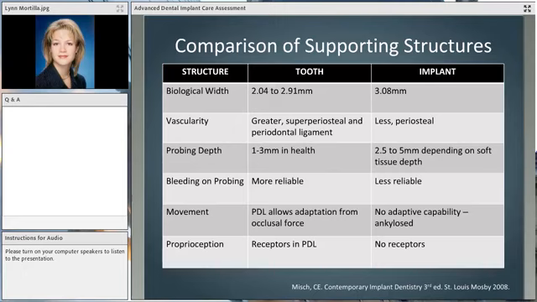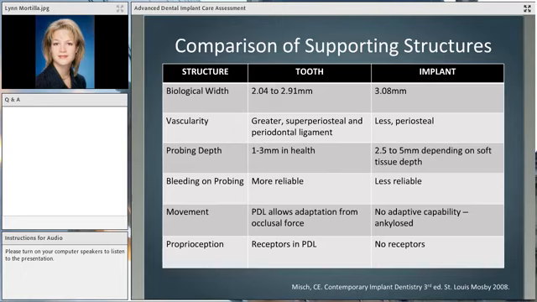We know that probing depth can often be dependent on the soft tissue depth. It can be dependent on how the prosthetic design was. It can be dependent on the abutment that we have chosen and the angulation of that abutment. The probing depth can be dependent on if the implant body was countersunk into the bone or is placed at bone level. So probing depth around implants is a lot less predictable than around teeth.